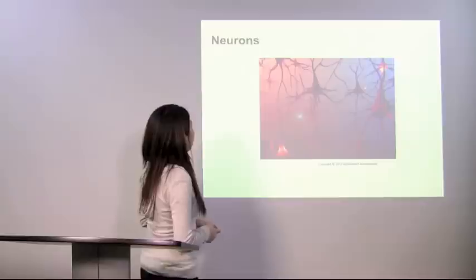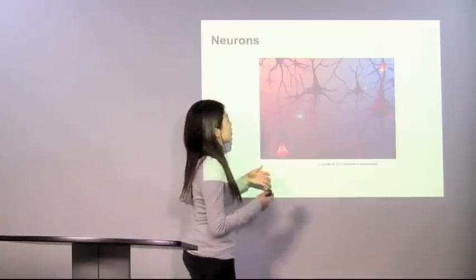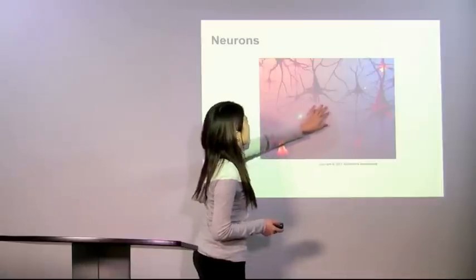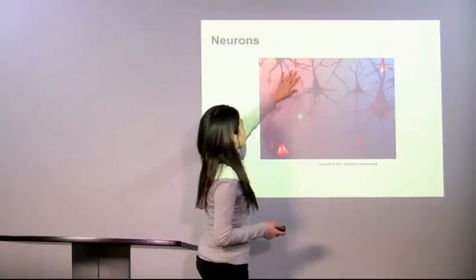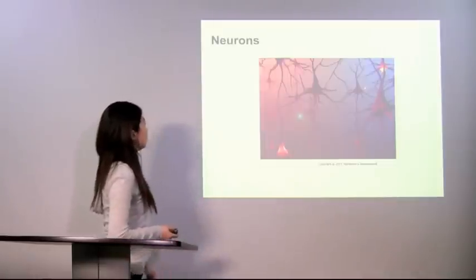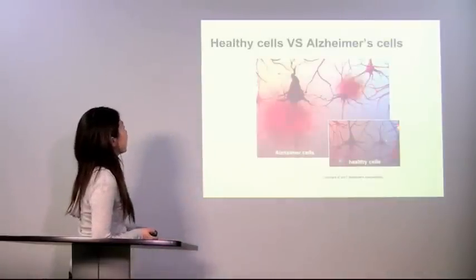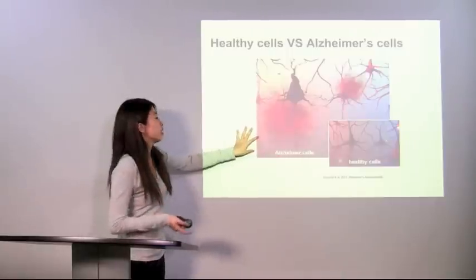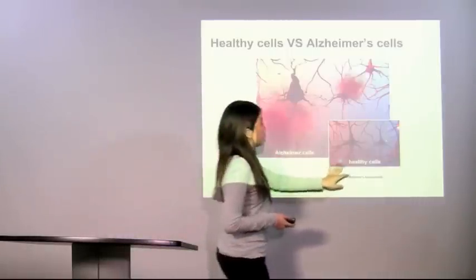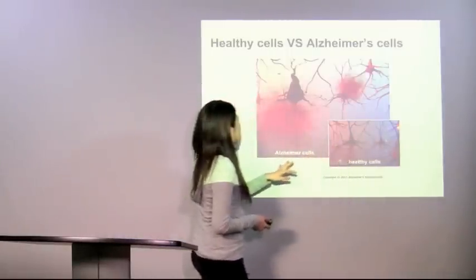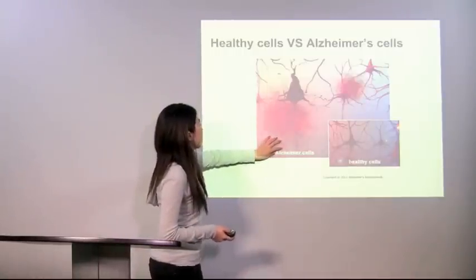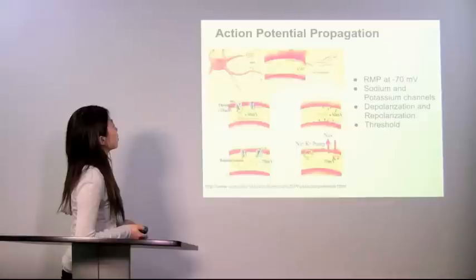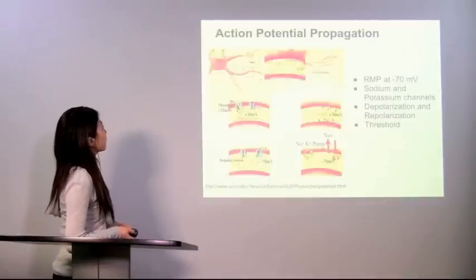Here you can see how the neurons connect with each other. One neuron will have many points of connection. Here you can see the comparison between Alzheimer's neurons and healthy cells. These are the healthy cells and these are the Alzheimer's cells, which have tangles and plaques that form.